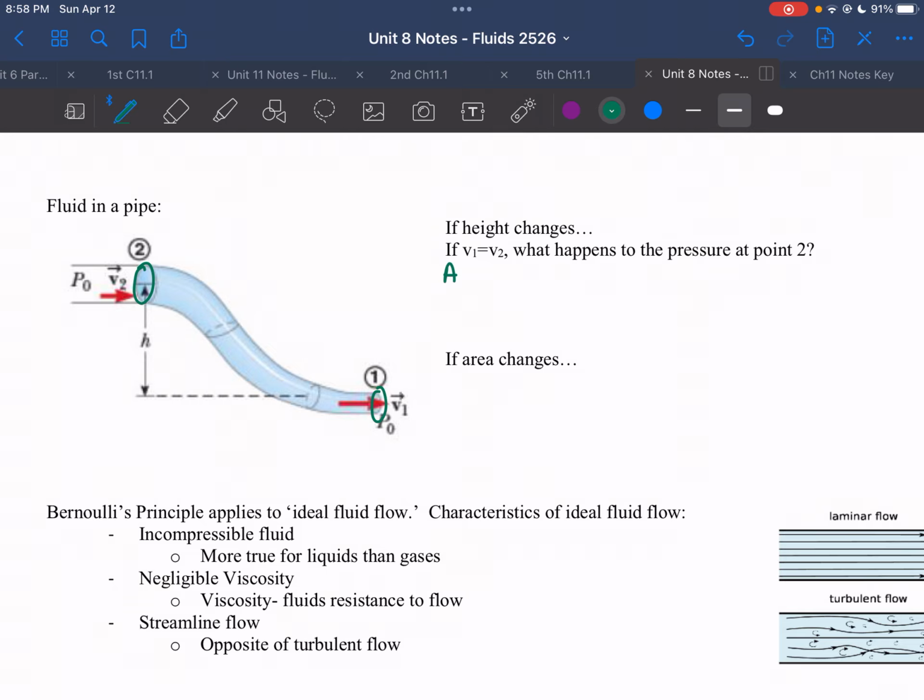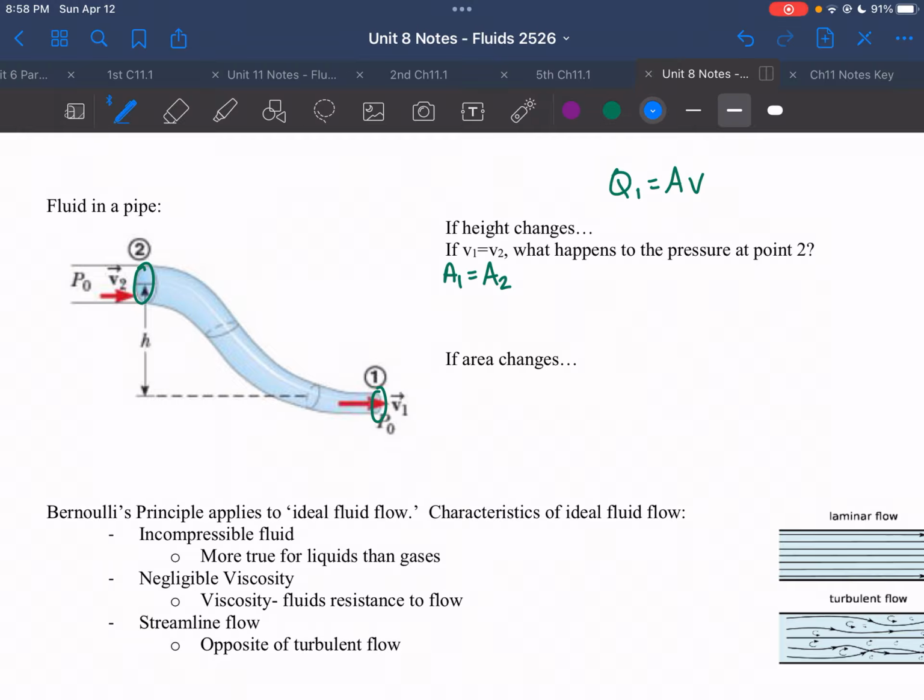So if we say that A1 is equal to A2, well, since Q1 is equal to area times velocity, and that stays the same, if the area stays the same, the velocities must stay the same.